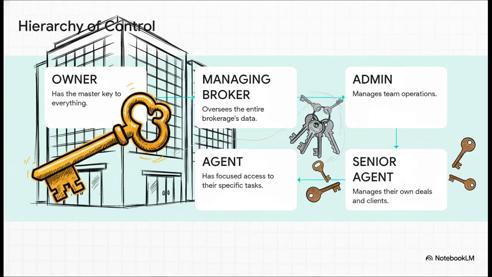And this whole principle works because there's a really clear hierarchy. The best way to think about it is like a super secure office building. An agent has a key that only opens their own office door. A senior agent might have a key to their office and maybe the team's file room. But the managing broker, they've got the master key. They can open any door on any floor and see the whole operation from the top down.